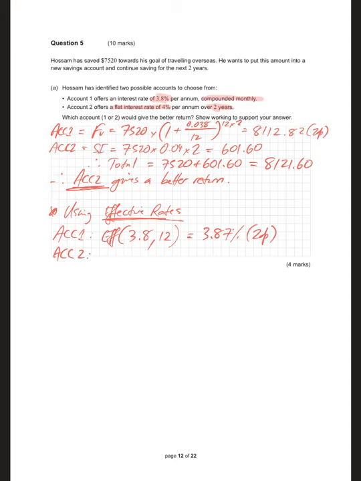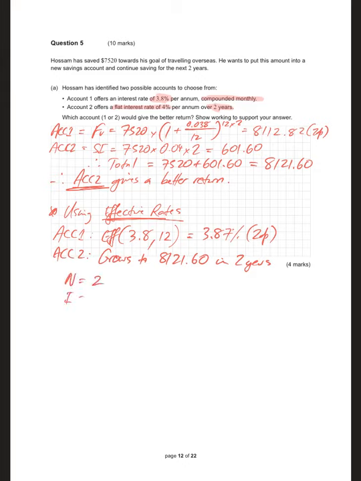Now account 2 is a simple interest rate account. Now there's no exercise in your textbook to convert a simple interest account to an effective rate, but if you think about it, it's not too bad, because the effective rate of an investment is just what percentage it's compounding at per year if it was compounding once a year. So it grows to $8121.60 in 2 years. So now you can chuck that into TVM Solver.